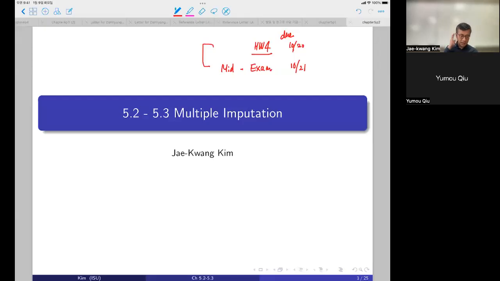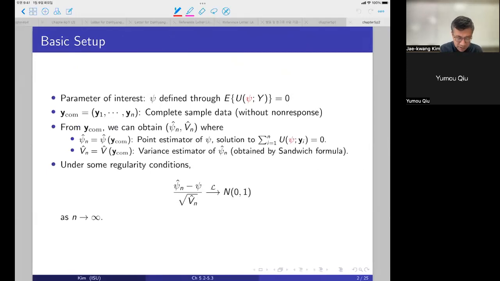Okay, now let's move on to multiple imputation. So the parameter of interest is quite general, right? I mean, estimating equations. And then, on the no missing data, we know how to solve it, right? So the estimator should be the solution to this estimating equation. So that part is no problem.